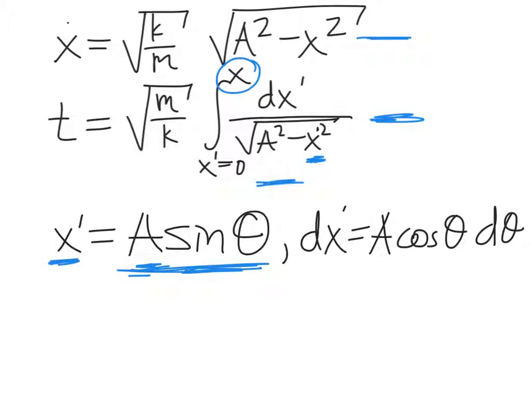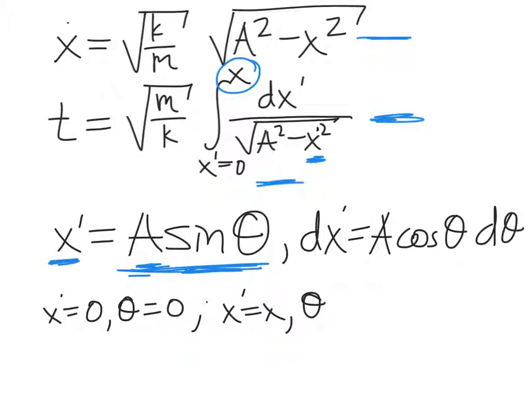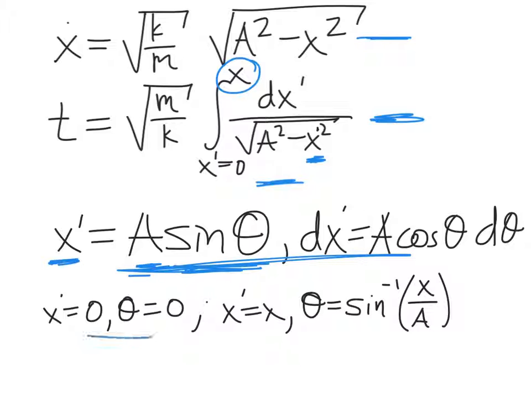Okay, and then we need to look at our limits for our integration. We're going to integrate, remember, from x prime equals 0. And so when x prime is equal to 0, theta is equal to 0. And when x prime is equal to x, then theta is going to be the inverse sine of x over a. Okay, and so we're going to plug these relationships into our integral here and work out t. Let's see what we get.